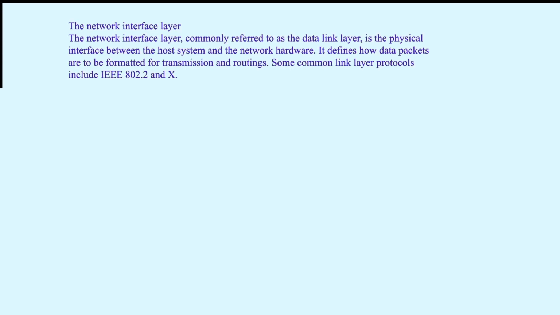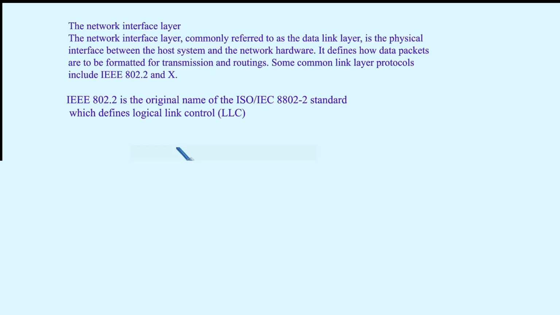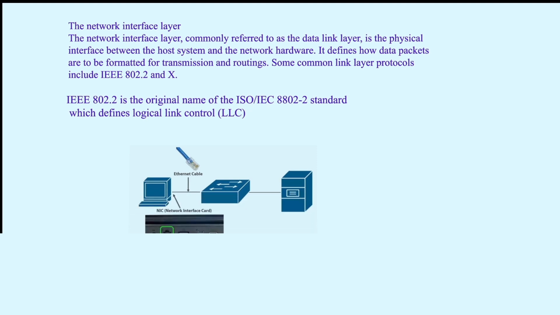The network interface layer, commonly referred to as the data link layer. This layer is the physical interface between the host system and the network hardware. It defines how data packets are to be formatted for transmission and routing.